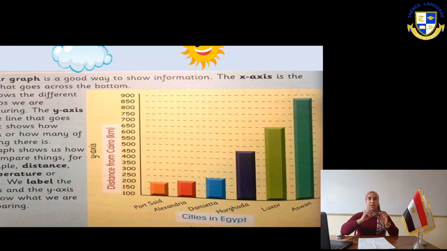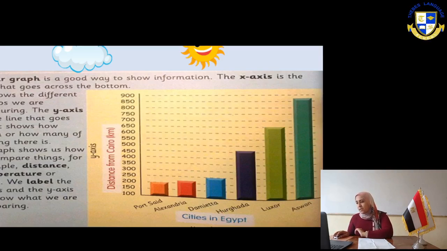We are comparing between the cities. We find their names in the x-axis and the distance from Cairo. What is the distance between each city and Cairo in kilometers? So we are going to make a comparison between the cities according to the distance from Cairo in kilometers. We label the x-axis and the y-axis to show what we are comparing. Now, let's look at the bar graph.